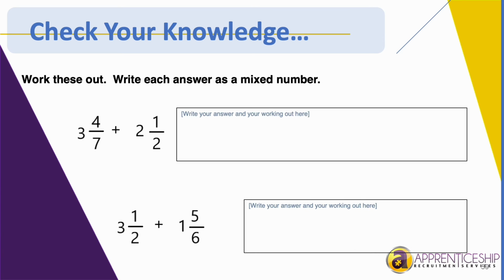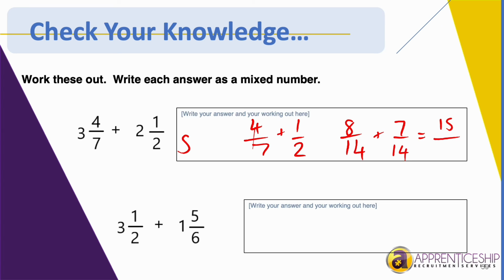Okay, so 3 add 2 is 5. Push that to the side. 4 sevenths add a half. We can't convert easily here. So if we put them over 14, which is 2 times 7, the first one we need to multiply by 2, which is 8, and the second one we need to multiply by 7, which is 7. So that's going to equal 15 over 14. Problem, improper fraction. 15 divided by 14 is 1, remainder 1. So that's 1 and 1/14. Add it to the 5 whole that we had before. So that's 6 and 1/14.